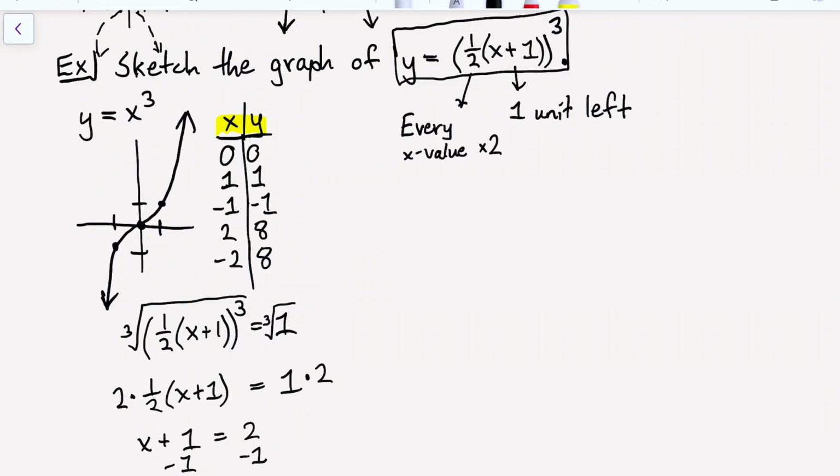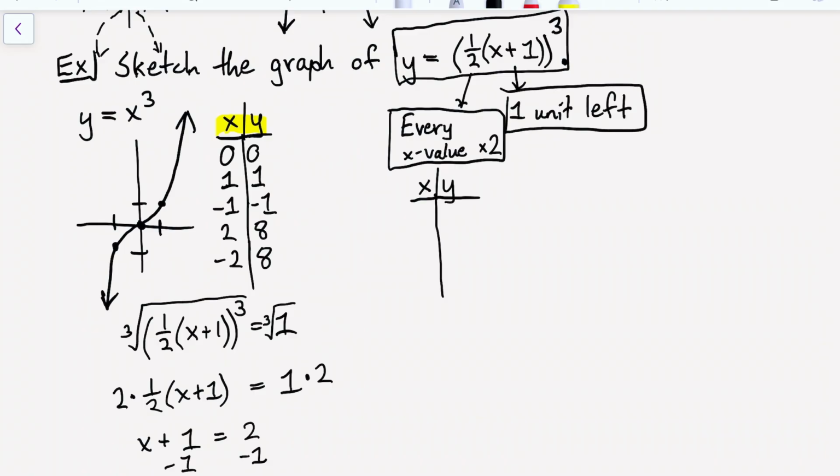So an input value of 1 in the new function also gives us an output of 1. Alright, but pay attention to the order in which we did that. The multiplication by 2 came first, and then the subtraction by 1. We worked from the outside in to isolate x. So as I set up a new table of values for this function, y equals (1/2 of x plus 1) cubed, I'm going to take every x value, multiply it by 2, and then subtract 1. So think of (0, 0).